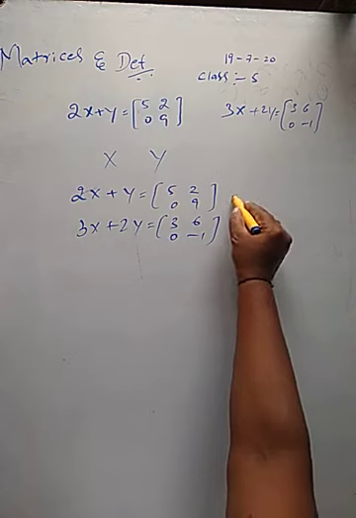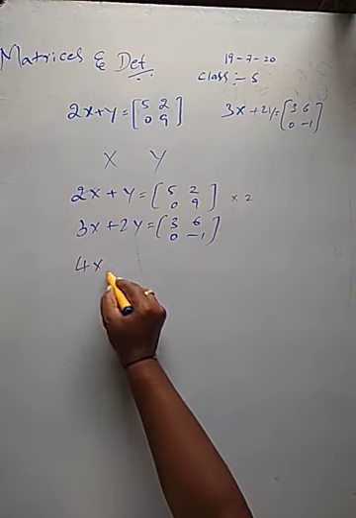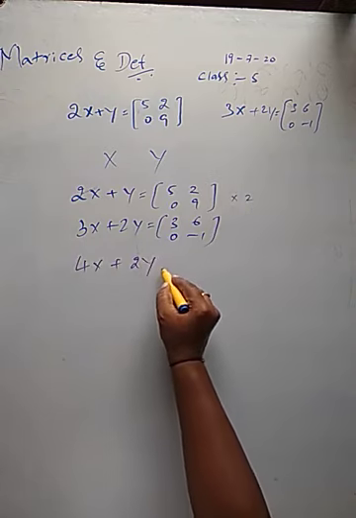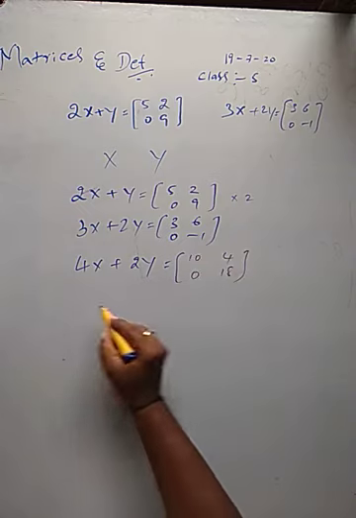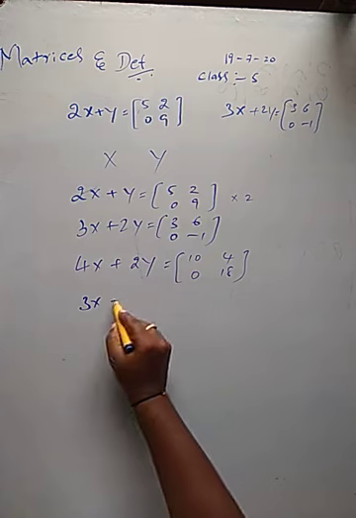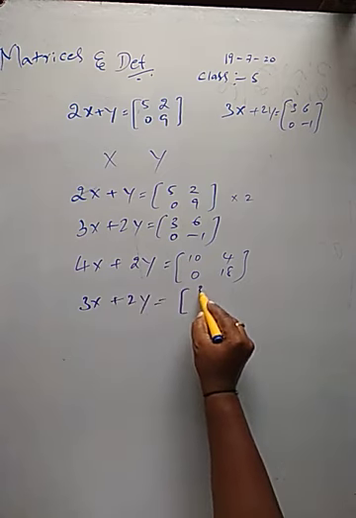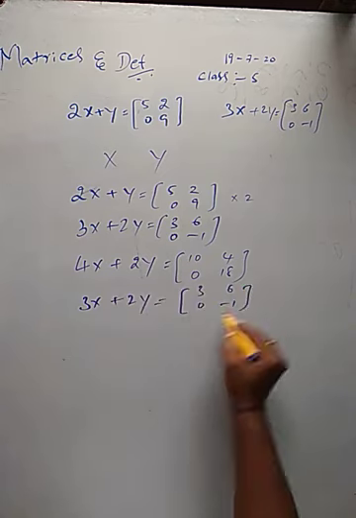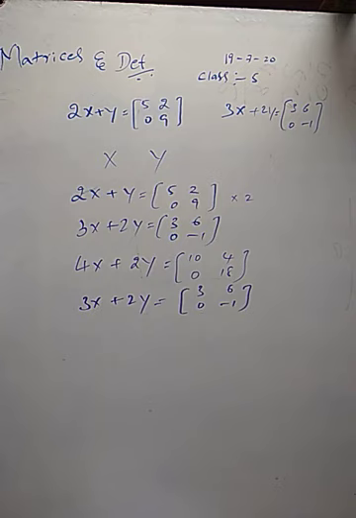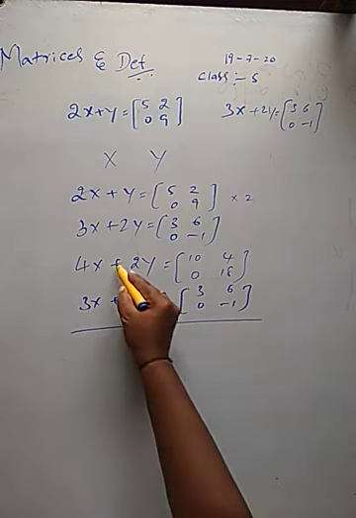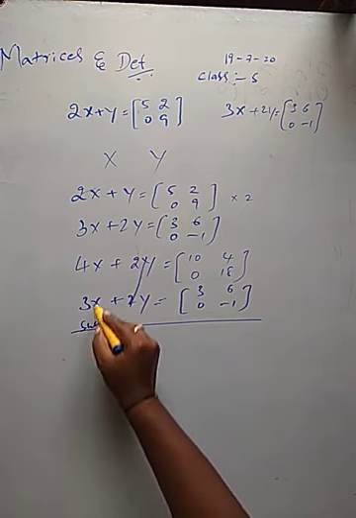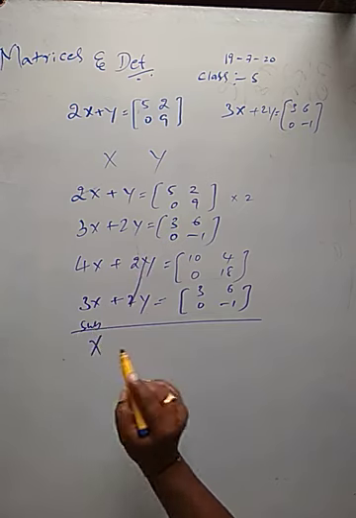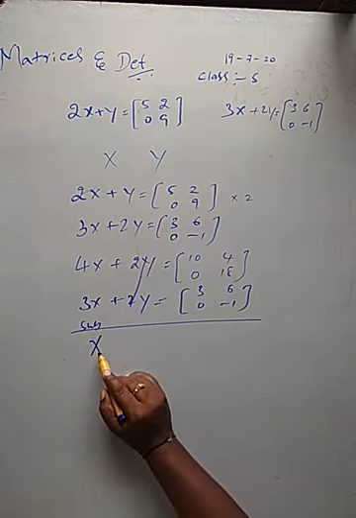So multiplied by 2, 4X plus 2Y is equal to [10, 4, 0, 18]. Write the second equation as it is: [3, 6, 0, minus 1]. Yes, same sign, so we have to subtract. Y cancels. 4X minus 3X is capital X. Please don't write it as a small x.